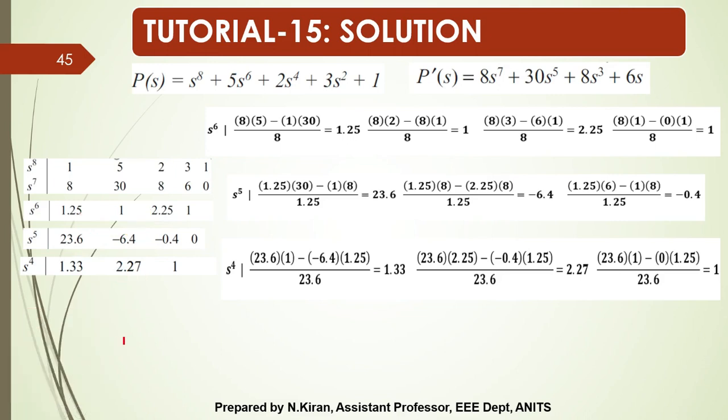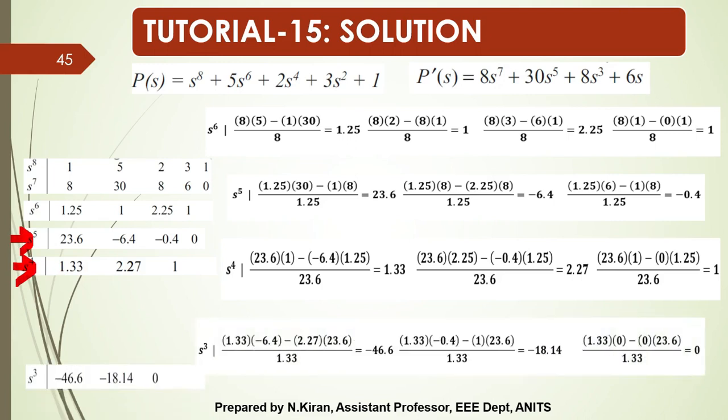And the last element in the corresponding row of S bar 4 can be obtained as 23.6 into 1 minus 0 into 1.25 divided by 23.6, which will give me 1. Anyhow, the next terms will not be there because these terms are not present. Next, the S cube row corresponding elements can be obtained by considering S bar 4 and S bar 5 row elements.